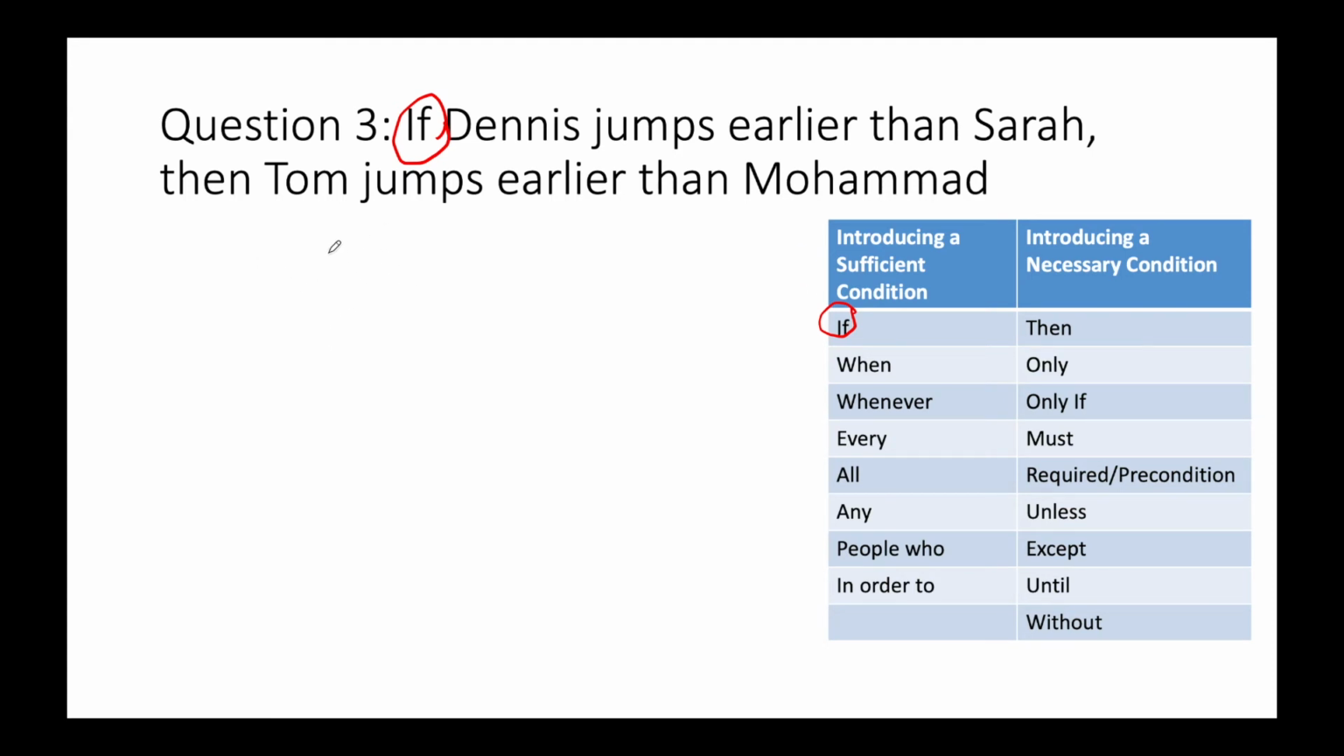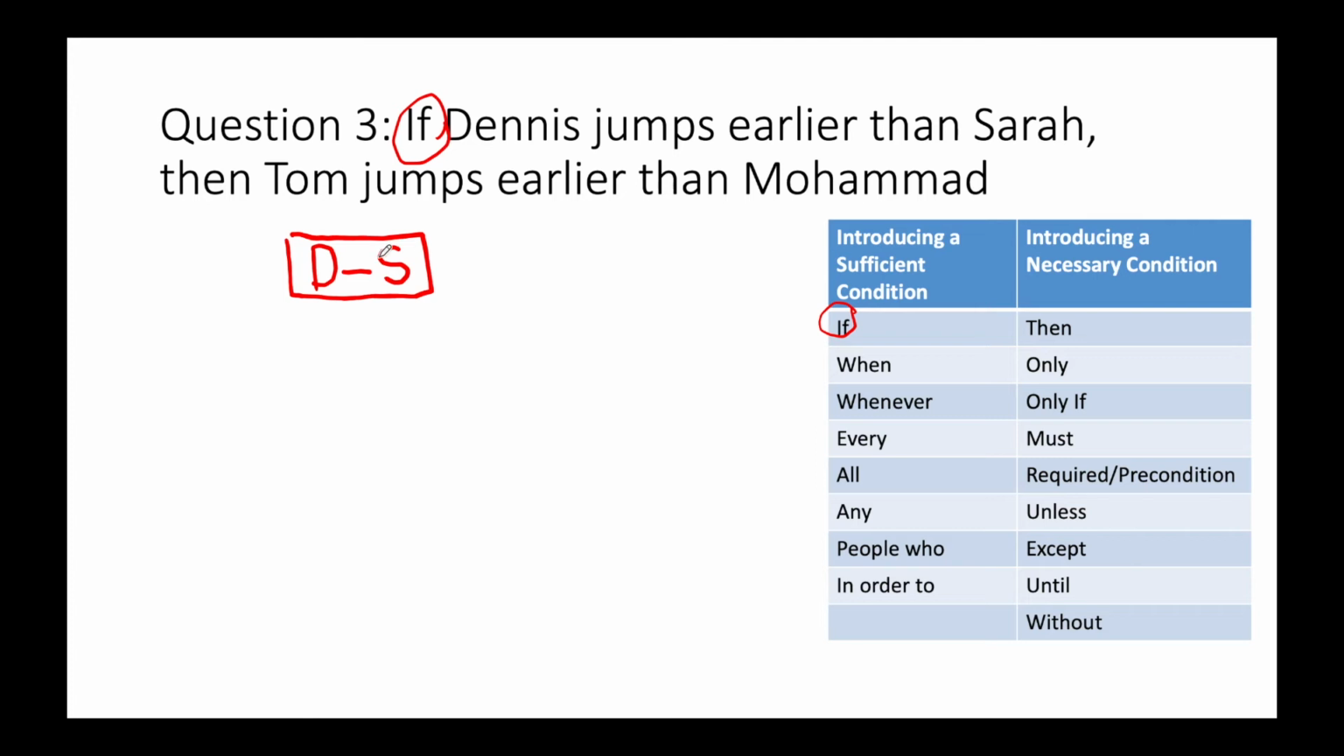So we know if Dennis jumps earlier than Sarah, a lot of the textbooks tell you this is how you should be drawing it. This means that whatever Dennis's action is, it's going to happen earlier than Sarah's. And this represents that we don't know how far the distance between them is.